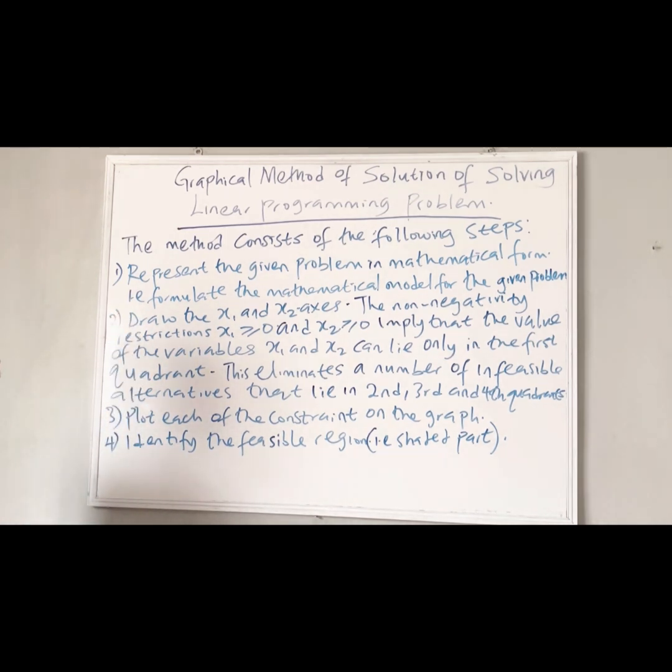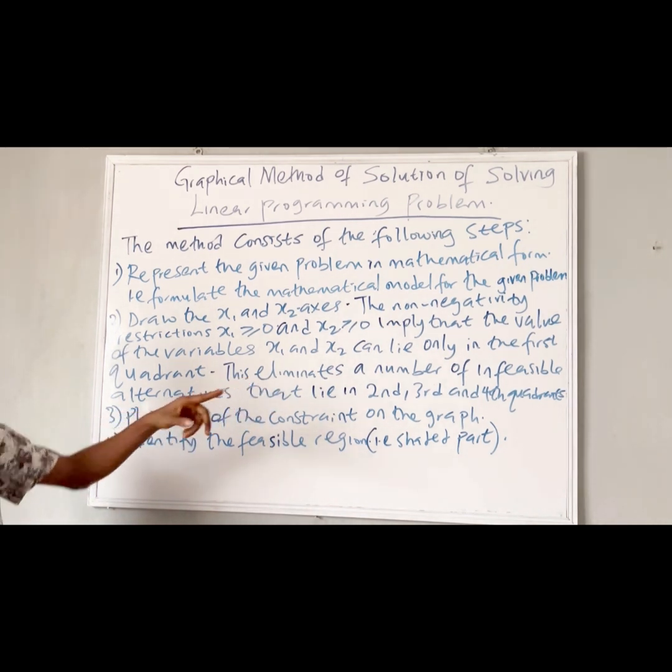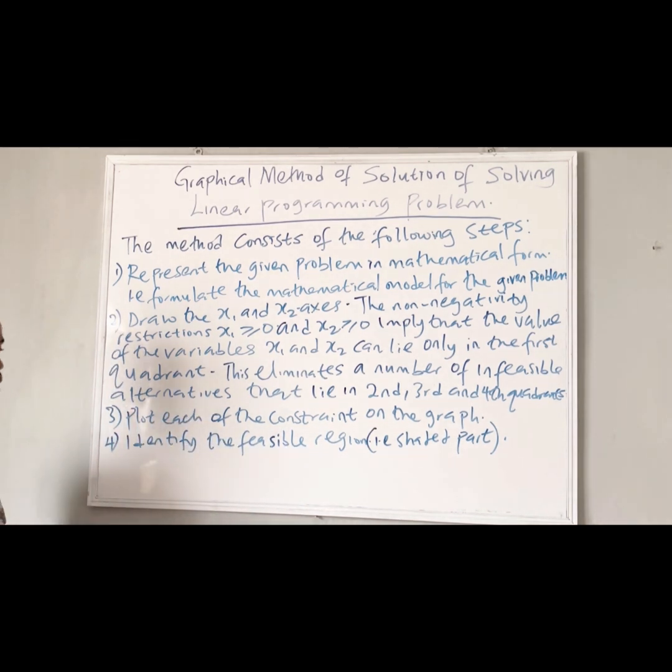Then number two, draw the x1 and x2 axes. The non-negativity restriction, x1 is greater than or equal to 0 and x2 is greater than or equal to 0, implies that the values of the variables x1 and x2 can lie only in the first quadrant. This eliminates a number of infeasible alternatives that lie in the second, third, and fourth quadrants.